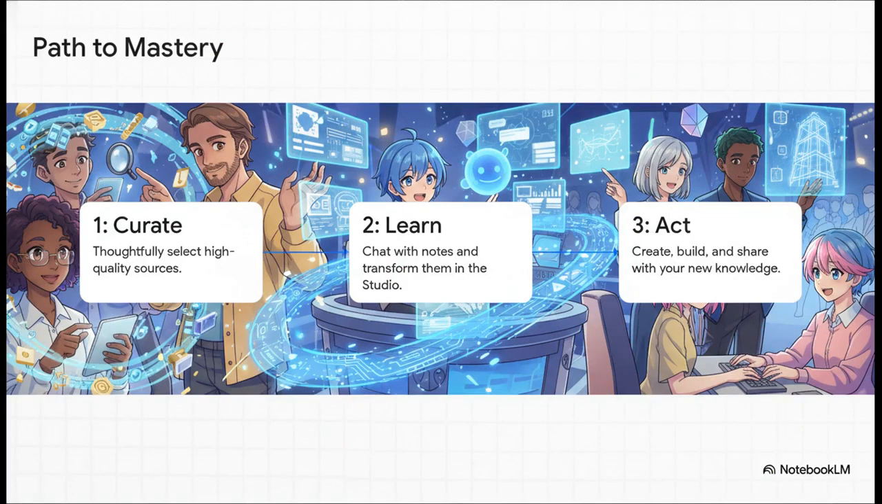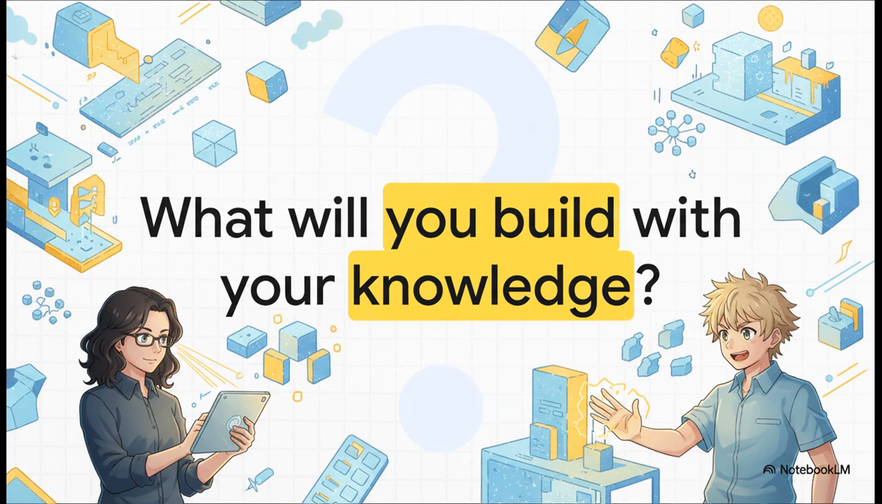So there you have it. That's your three-step path to mastering this. First, you curate your sources with real intention. Second, you learn from them by chatting and transforming them in the Studio. And third, you act on your insights by creating something totally new. By following this simple framework, you really do go from being a passive consumer of information to an active creator of knowledge. So the only question left is, what are you going to build?